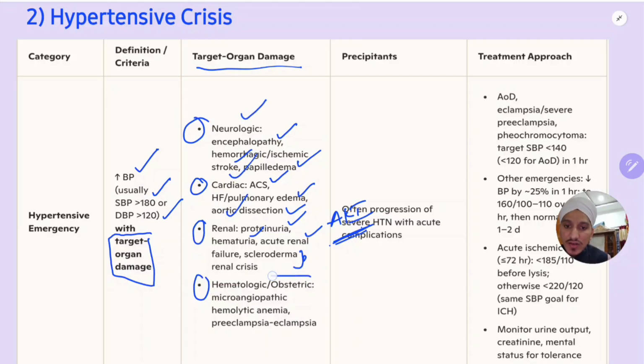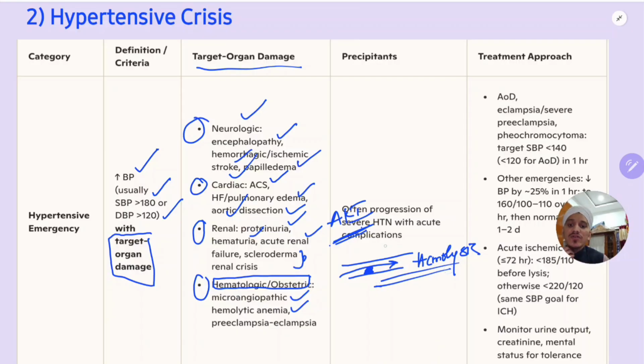The other thing is hematologic or obstetric. Hematologic, it is microangiopathic hemolytic anemia. What does that mean? The blood vessels are occluded by small thrombuses. Because of this occlusion, when the RBCs pass through here, there will be hemolysis of the RBCs. So microangiopathic means small vessels are occluded by thrombus, and when the RBCs pass from there, they get hemolyzed. That is causing microangiopathic hemolytic anemia.